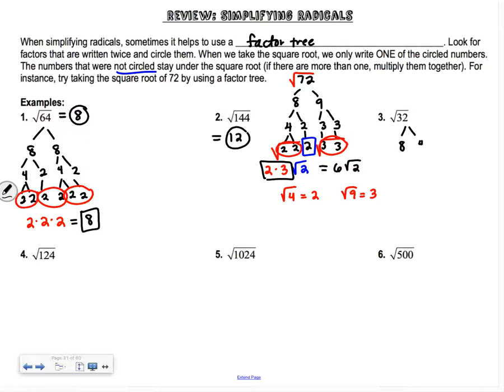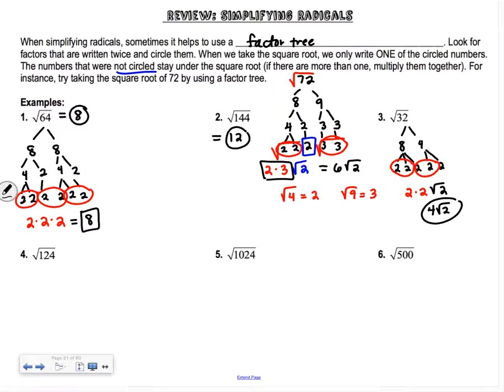32 breaks into 8 and 4. 8, we've just learned, breaks into three 2's, 2 times 2 times 2. And 4 breaks into 2 more 2's. So we have five 2's. So as I look for my pairs, I have 2 and another 2, and then inside the square root, I'm left with the 2 that was there. So my answer is 4 root 2. And that's the exact answer.